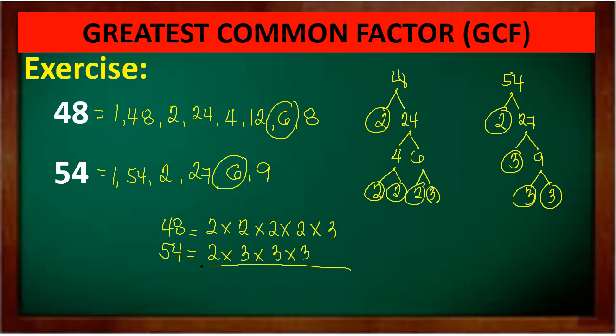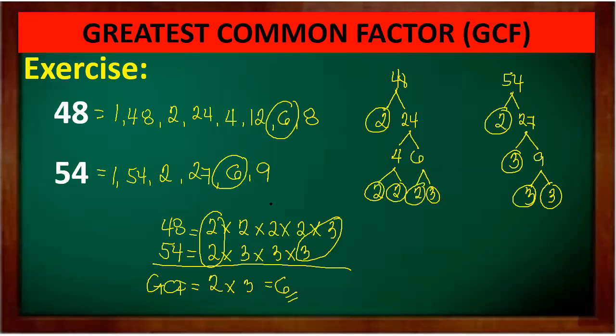Okay? So let's get the greatest common factor. Common si 2. So let's bring down 2. Ano pang common? Common si 3. Okay, may common pa ba? Wala na. Okay, so 2 times 3 will actually give you 6. So, same answer pa rin po tayo. Okay, so madali lang maghanap ng greatest common factors.